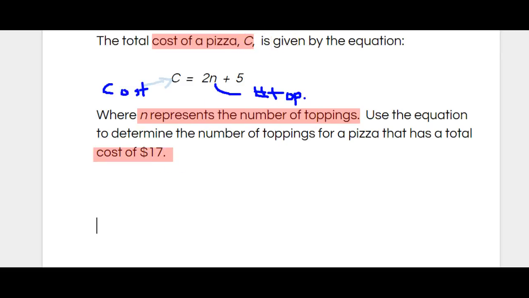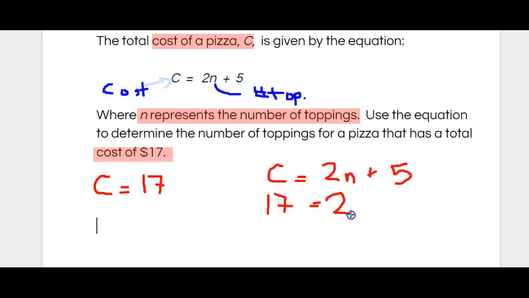So when I look at that, I go ahead and write out, well, what does that mean for my equation? That means that the value of C is 17, and that's what I want to substitute into my formula wherever I see the C. So I'm going to do that. So now I know that my cost is equal to 2n plus 5. And I can't change that equation. That just relates the cost to the number of toppings. But I do know what the value of C is. We said it was 17. So I'm going to actually just put that in. And now my job is to figure out the number of toppings.